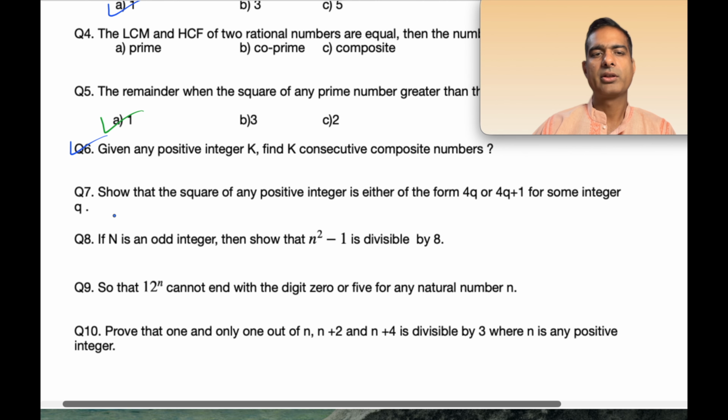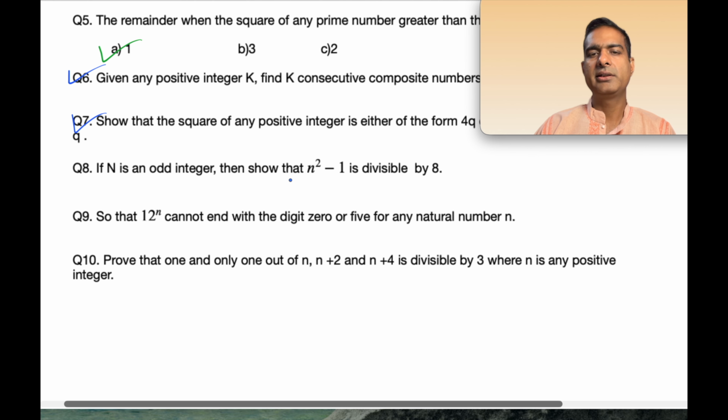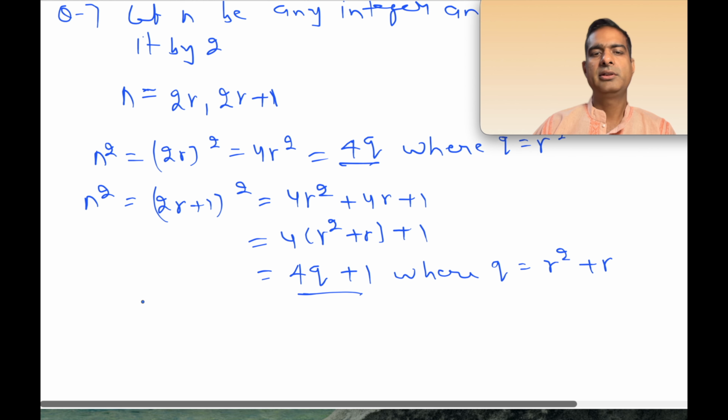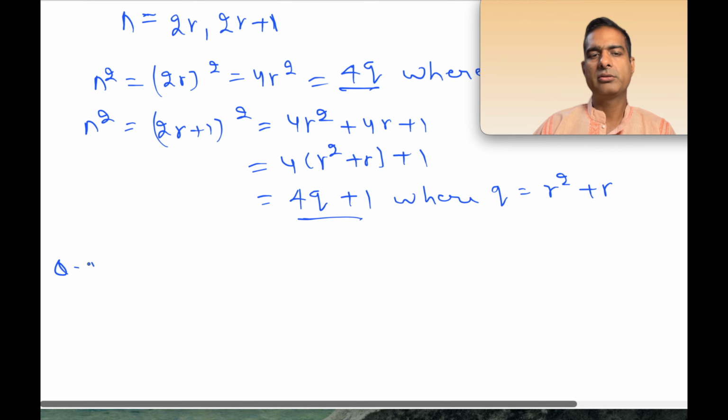So we solved question number 7. Now moving to question number 8: if n is an odd integer, then show that n square minus 1 is divisible by 8. So this question is just based on the properties of the integers.